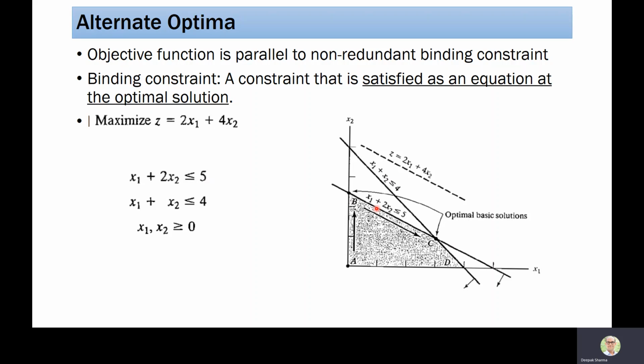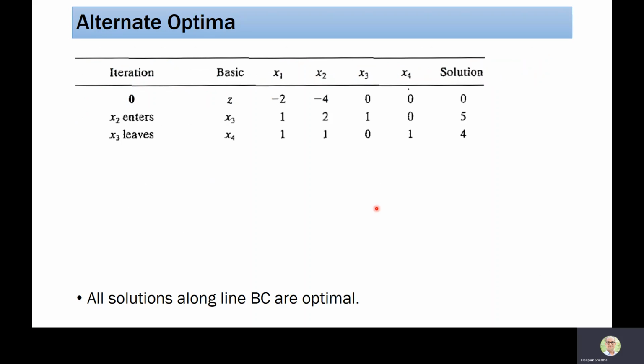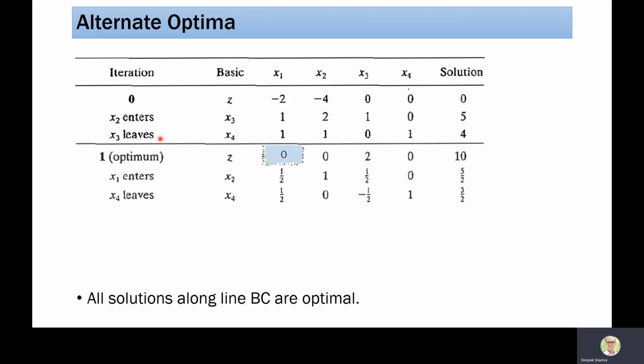But how can I find it using the simplex method? Let us solve the same problem. Here we have iteration number 0. We have written all the coefficients. It's a maximization problem, so we know that x2 is going to enter. Then we find the ratio, and x3 is going to leave. After applying the Gauss-Jordan operation, in iteration 1 we get this particular solution, which is the optimal solution. Now you will see that there is no entering variable. Since there is no entering variable, we have to stop, and we get the x1 and x4 values.